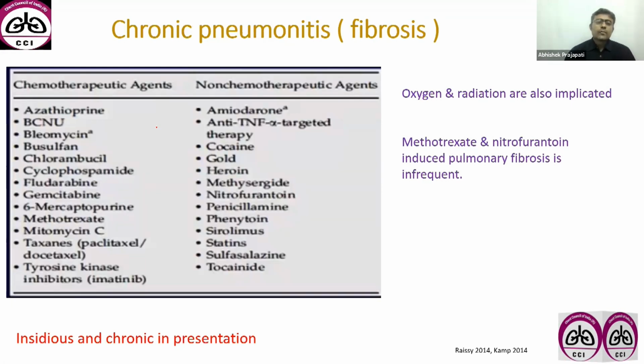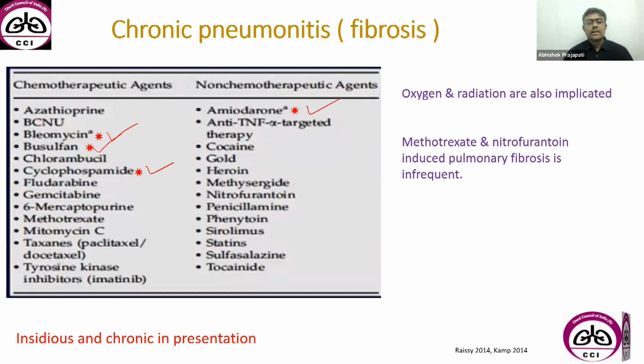If you understand the chronic pneumonitis or fibrosis syndrome, these are the drugs which may cause this type of injury to the lungs. The common ones are bleomycin, busulfan, cyclophosphamide, and amiodarone, which may lead to this chronic pneumonitis. Other less common ones are methotrexate, nitrofurantoin, and statins.